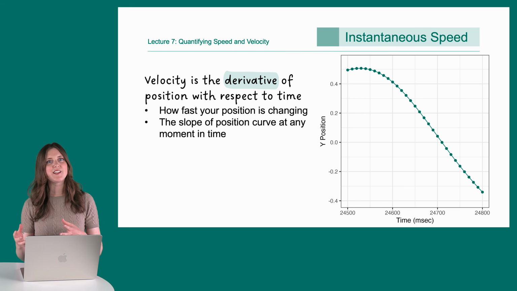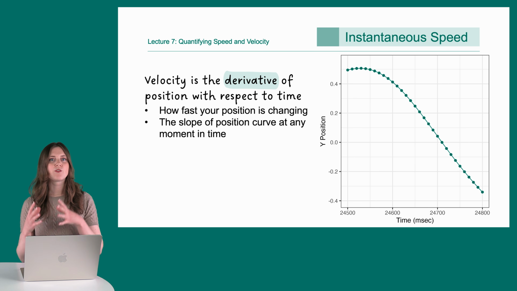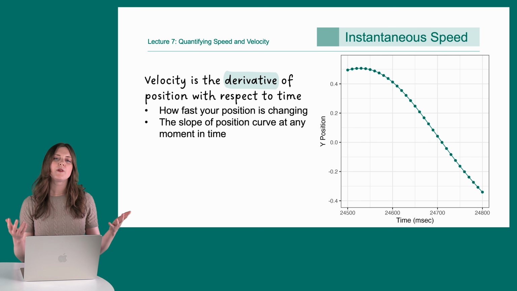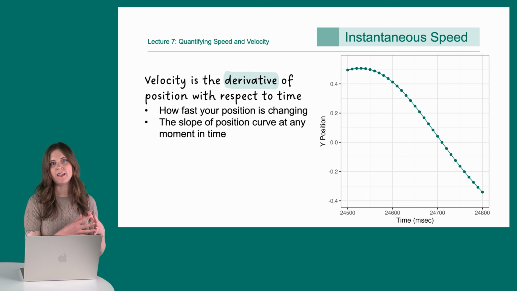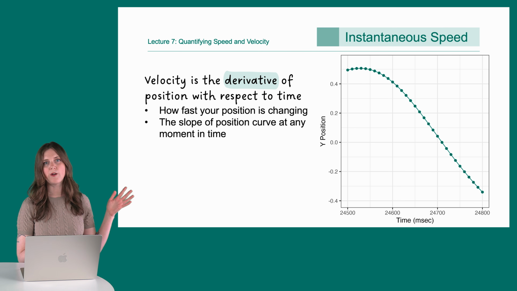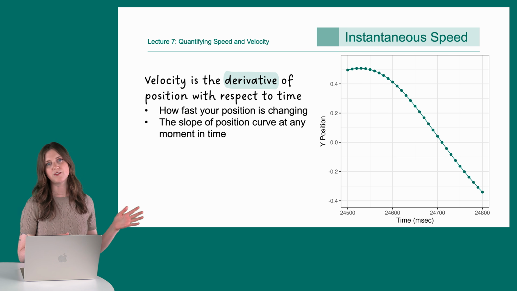Mathematically, velocity is the derivative of position with respect to time. The derivative represents the rate of change of a variable, in this case, position. And it can be interpreted as the slope of the position curve at a given moment in time. So this plot shows the y position of the right wrist over time. This is a zoomed in section of the stroke where the speaker's wrist first begins to move down.